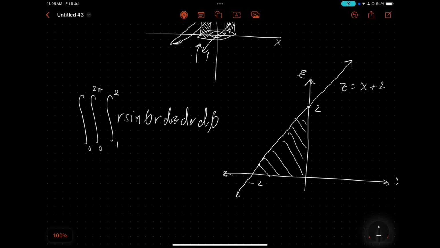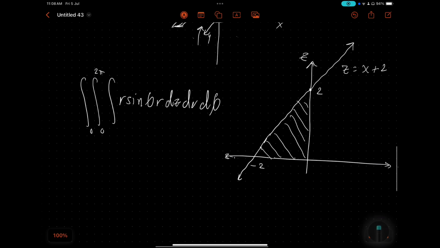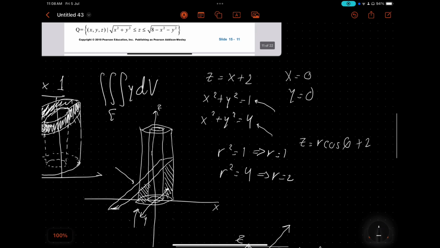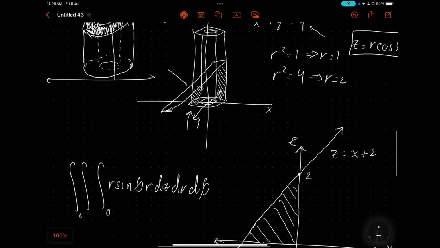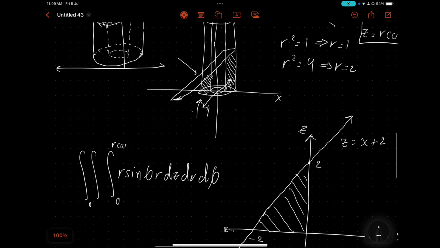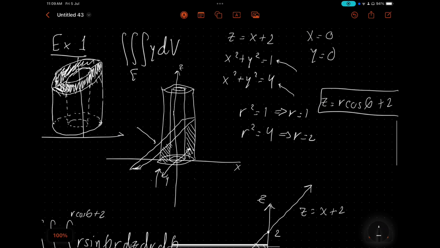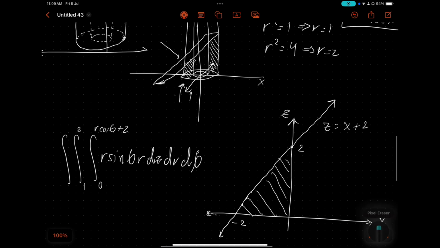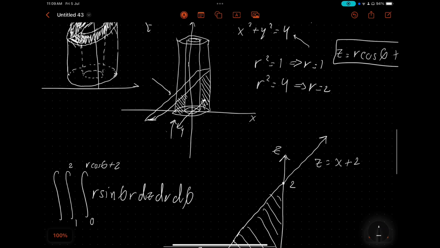Now I'm learning with you at the same time, so bear with me. So z is going to go from 0 up to z equals r cosine theta plus 2. So we're going to have r cosine theta plus 2. Now this is for the z. Now for the r, we're going to go from 1 to 2. That's our r. And for our theta, we're going to go from 0 to 2 pi. And that's basically the volume.